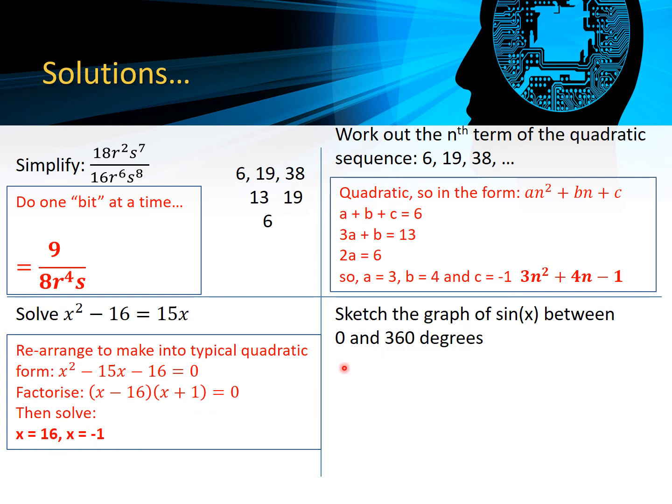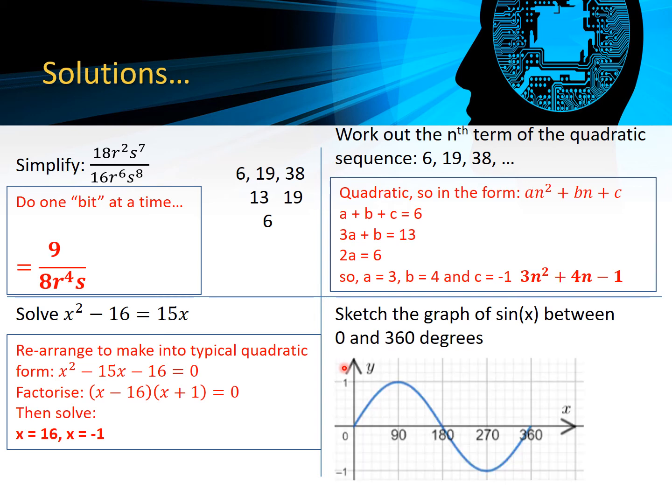Then the final one, sketch the graph of sine x between 0 and 360. Should look something like this. So you should be starting at 0, you should be going up. There's a maximum of 1, so make sure you've got your y values labelled, and that happens at 90, back down to 0 at 180. The lowest value it takes is minus 1, and between 0 and 360 it happens at 270, and then back up to 0 at 360 again. If you've gone further, it's not too much of a problem, it's just we're only particularly interested between 0 and 360.